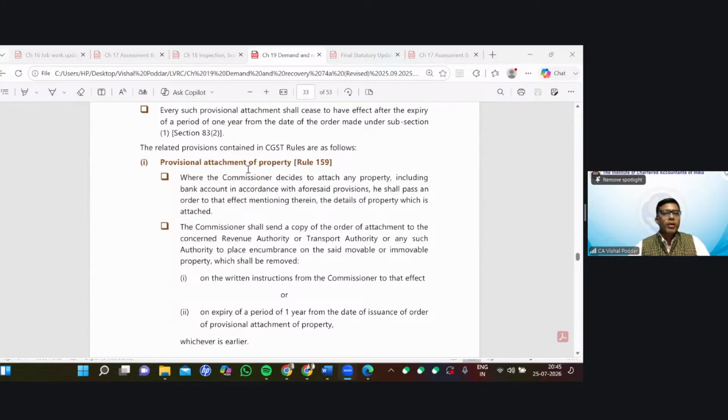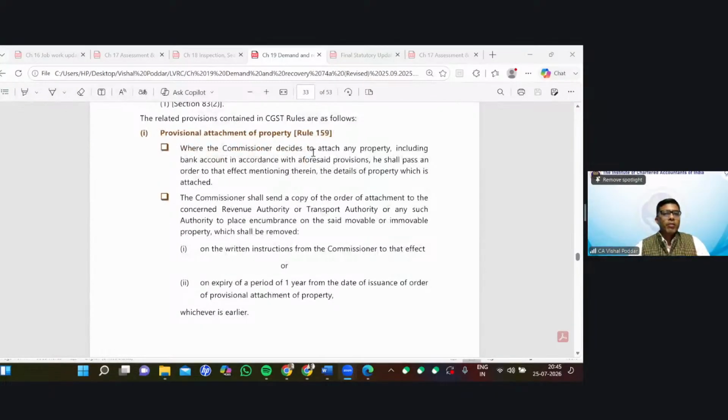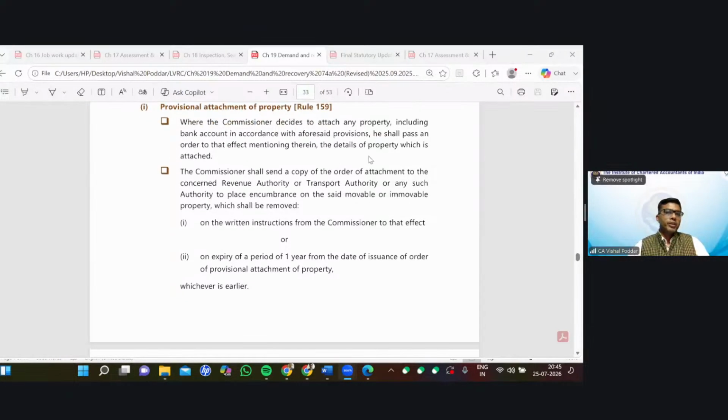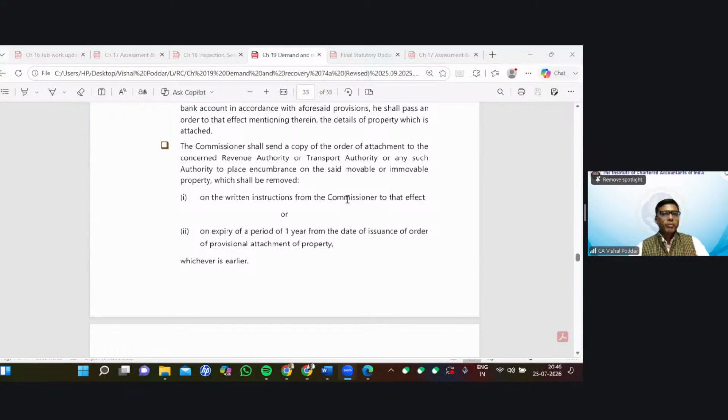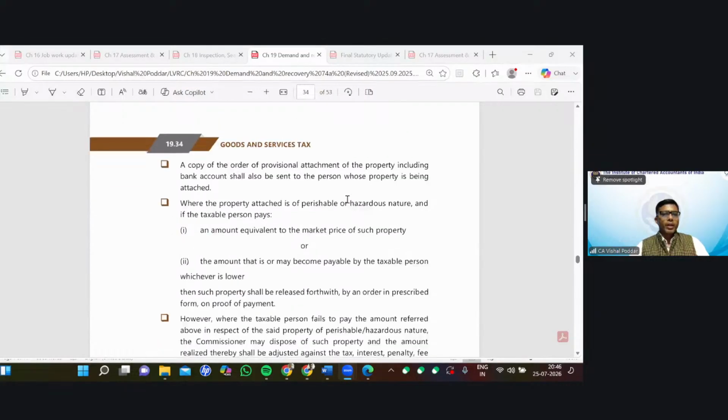Now, what are the provisions? Rule 159 says, where the commissioner decides to attach any property, including bank accounts, in accordance with the aforesaid provision, he shall pass an order to that effect, mentioning therein details of the property which is to be attached. The commissioner will send a copy of the order of attachment to the concerned revenue authority, transport authority, or any such authority to place an encumbrance on the said movable or immovable property. Next, the copy of the order of provisional attachment, including of a bank account, will also be sent to the person.